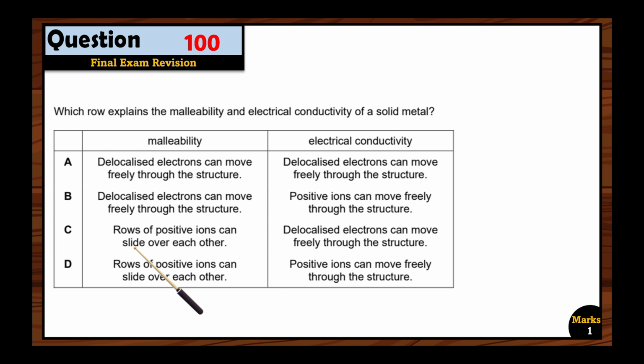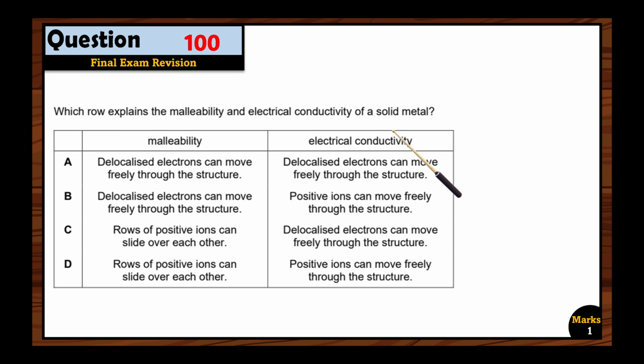Question 100. Which row explains the malleability and electrical conductivity of solid metal? Why are metals malleable? Malleable means we can change their shape. So if you can change the shape of anything, why can you change it? Because the layers can slide over each other.